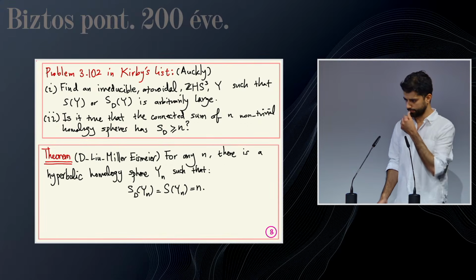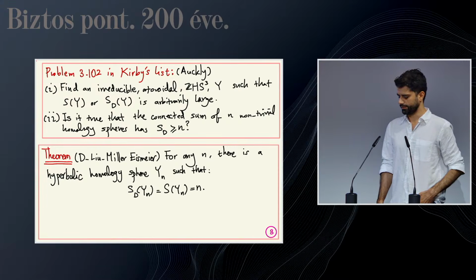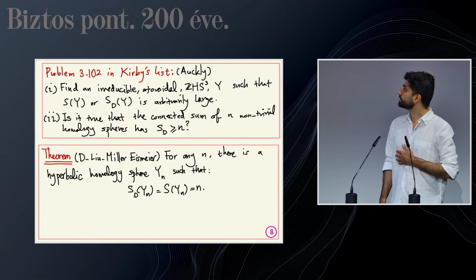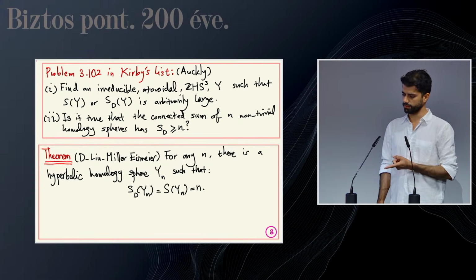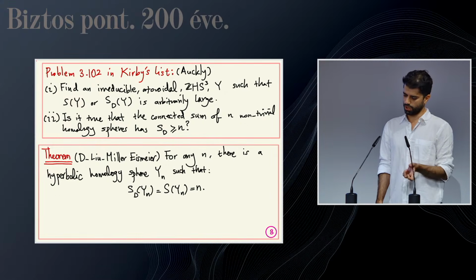So the theorem that I want to talk about, the first theorem, is joint work with Xingru Liu and Mike Miller Eismeier, which answers the first part of the question. It says that for any n, there is a hyperbolic homology sphere so that both of the surgery numbers are exactly equal to n.